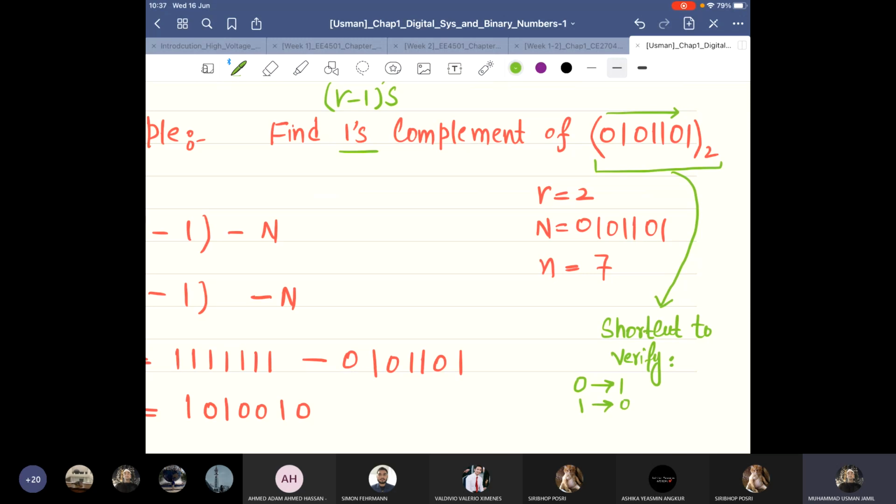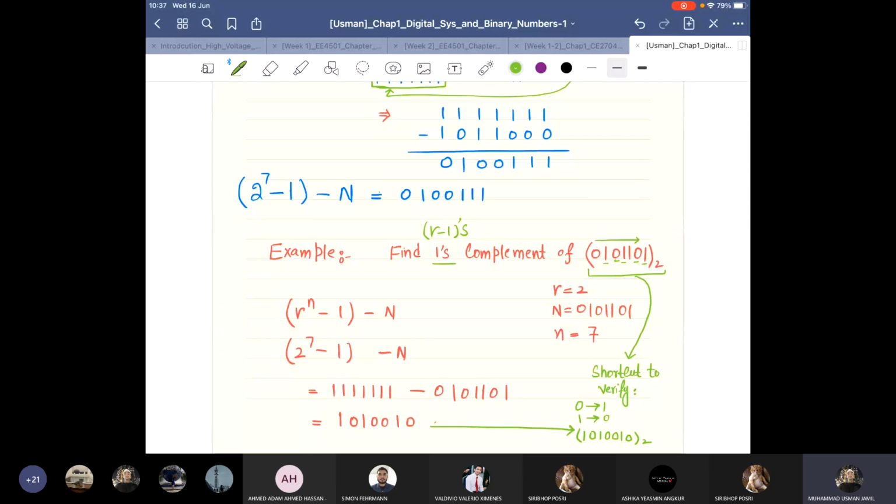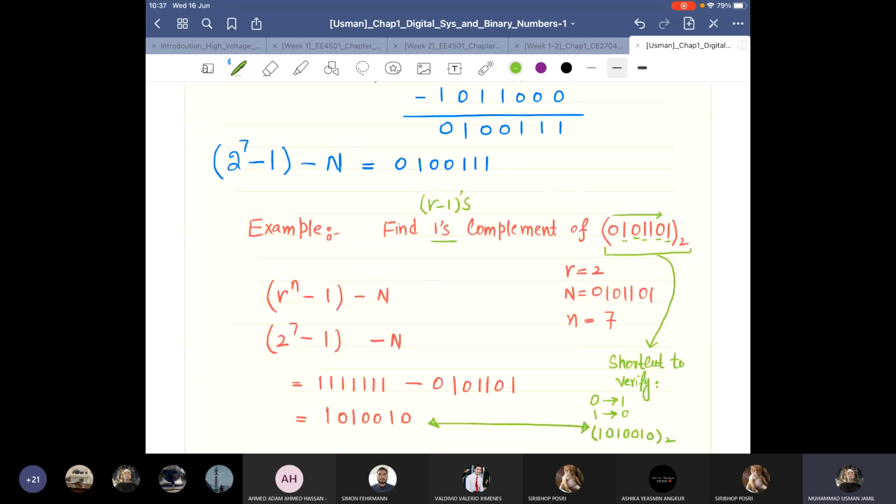We have a 0, so it is 1. Then we have a 1, it means it is 0. Then we have a 0, change it to 1. We have a 1, change it to 0. We have a 1, change it to 0. We have a 0, change it to 1. We have a 1, change it to 0. So this is your answer, and you can see this answer and the earlier answer are the same. So this is a shortcut way if you want to verify your answer.